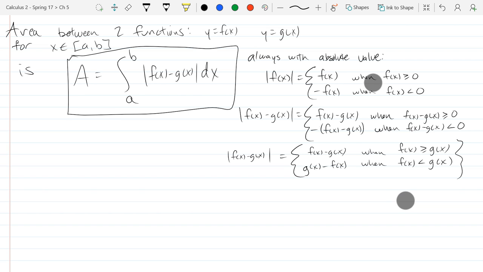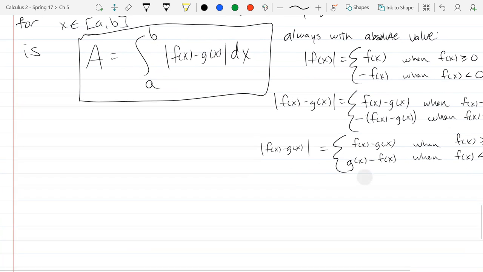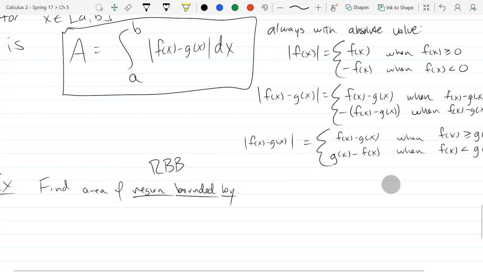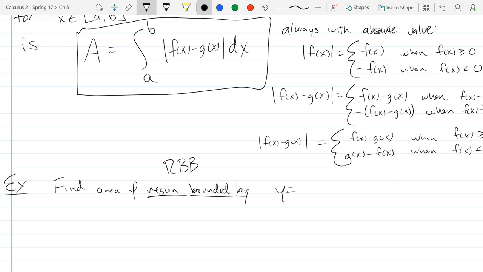So we're going to do examples now to use this area formula. We're going to find the area of the region bounded by. We're going to write region bounded by probably 100 to 200 times this quarter, so we're going to use RBB to substitute for region bounded by. You're going to see that abbreviation quite a bit. Region bounded by y equals 2 minus x squared, and y equals negative x.